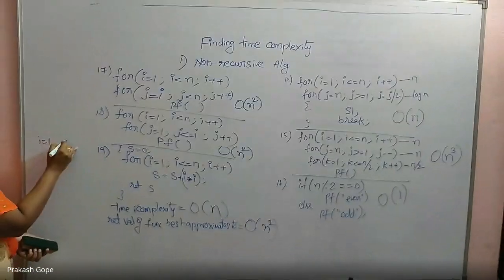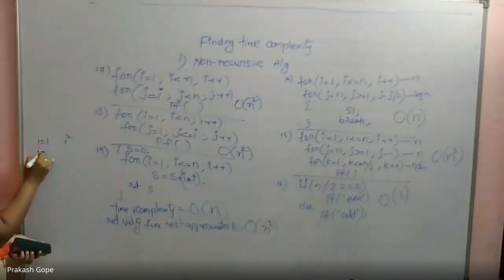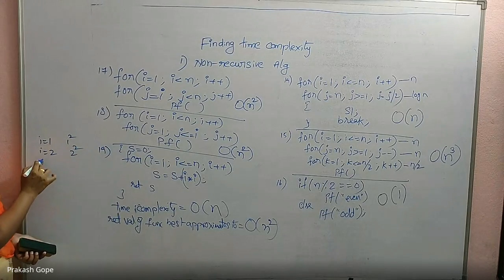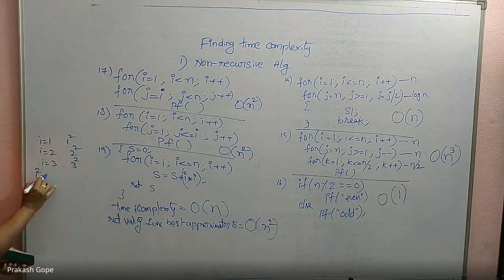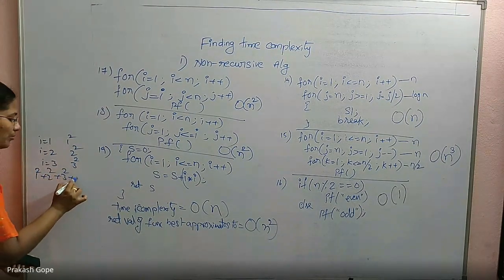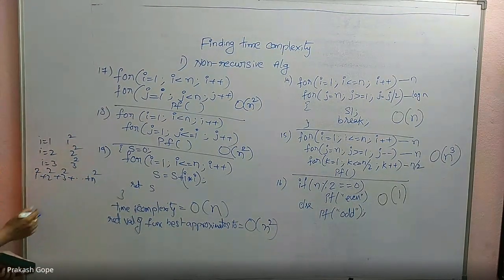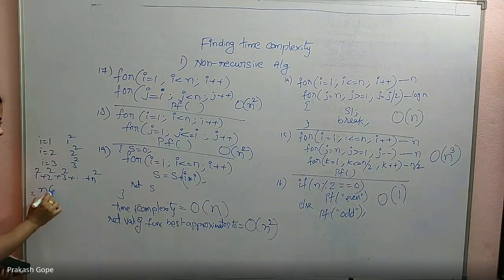When i equal to 1, 1 square is added. When i equal to 2, 2 square is added. When i equal to 3, 3 square is added to the existing one. So it is 1 square plus 2 square plus 3 square and so on up to n square. Sum of the squares of the first n natural numbers. What is the formula? n into n plus 1 into 2n plus 1 by 6.